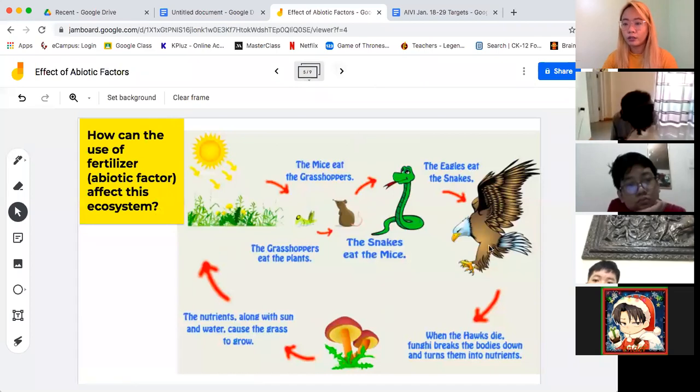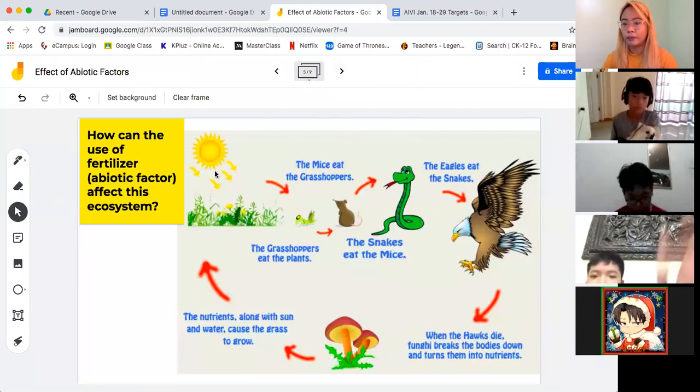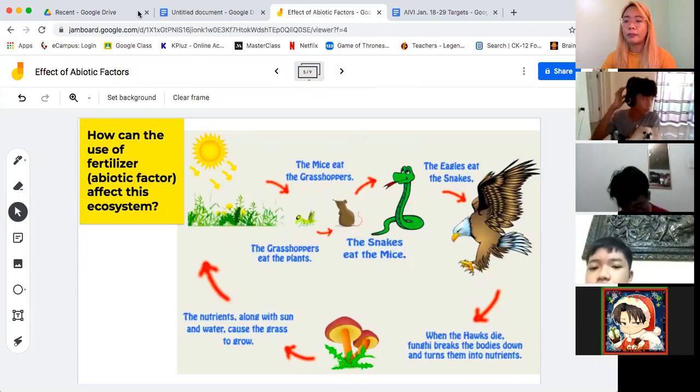So, we are still going to focus on the same food chain, but this time, our abiotic factor is the use of fertilizer. Now, do you think that using fertilizer can affect this ecosystem? And if your answer is yes, what kind of effect can you expect to happen in the ecosystem? Will it be a positive effect or will it be a negative effect?